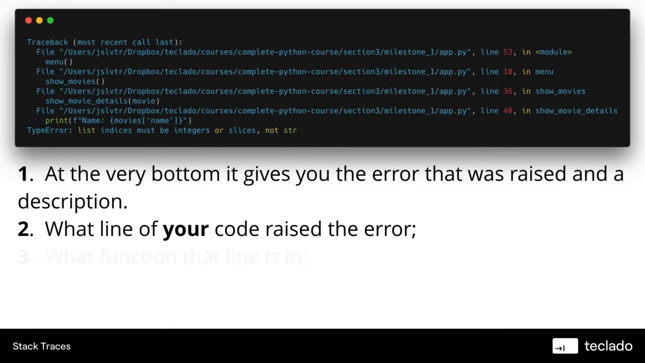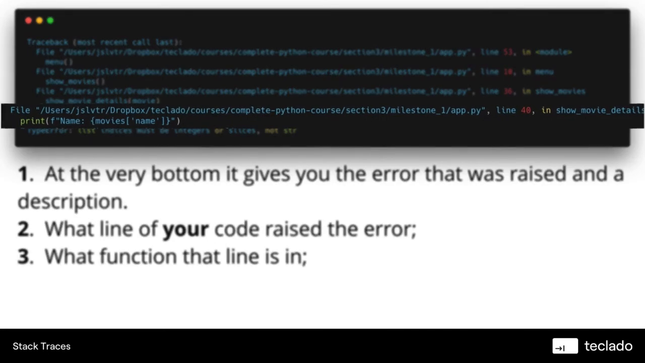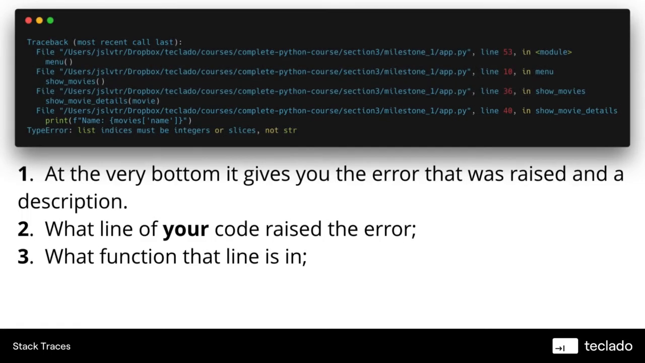Then it also tells us what function that line is in. That's just the line above. It says file, Users, JSLVTR, Dropbox, Teclado, Courses, Complete Python Course, Section 3, Milestone 1, app.py. It says line 40, and at the very end it says in show movie details. So this is the function that the error happened in, the show movie details function.